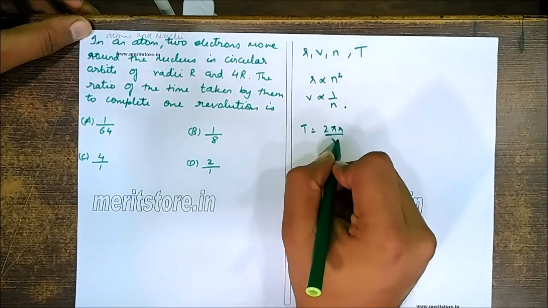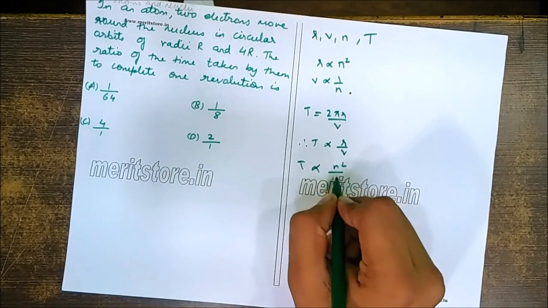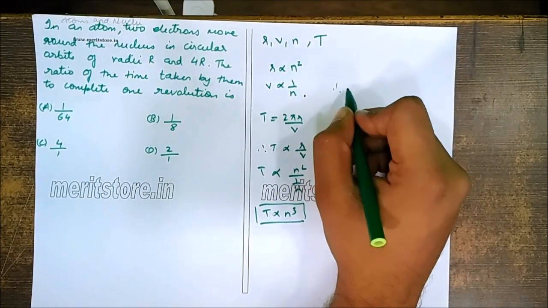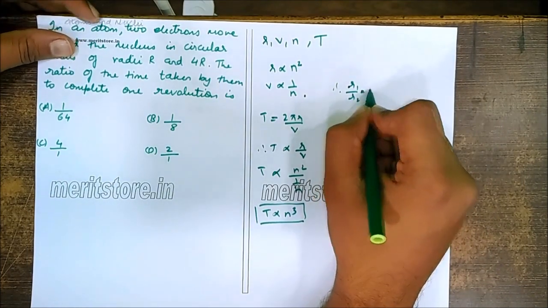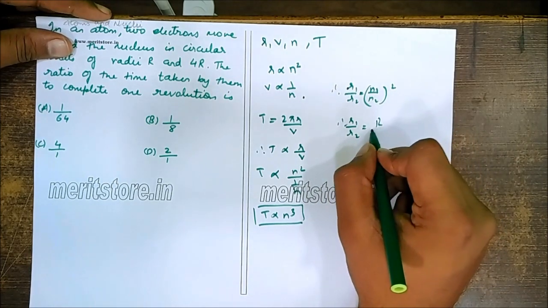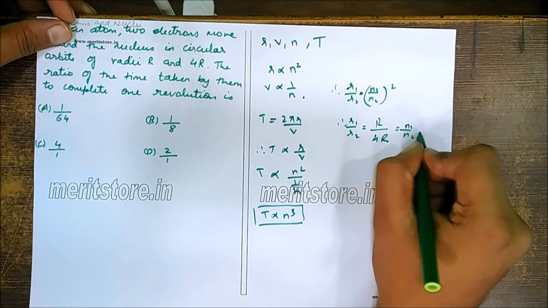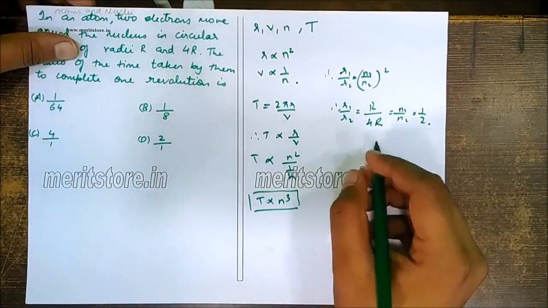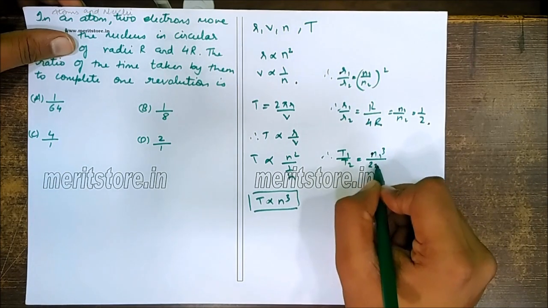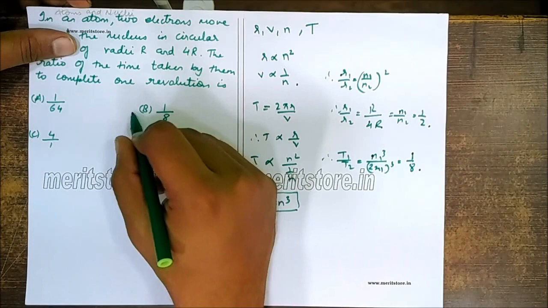T is equals to 2 pi r upon v. Therefore T is proportional to r by v. So if I substitute r as n square and v as 1 upon n, T is proportional to n cube. So therefore r1 upon r2 is equals to n1 upon n2 the whole square. So therefore r1 upon r2 is equals to r upon 4r, that is equals to n1 by n2 is equals to half. Also t1 by t2 is equals to n1 cube upon 2n1 the whole cube. So this becomes 1 by 8. Answer is option B.